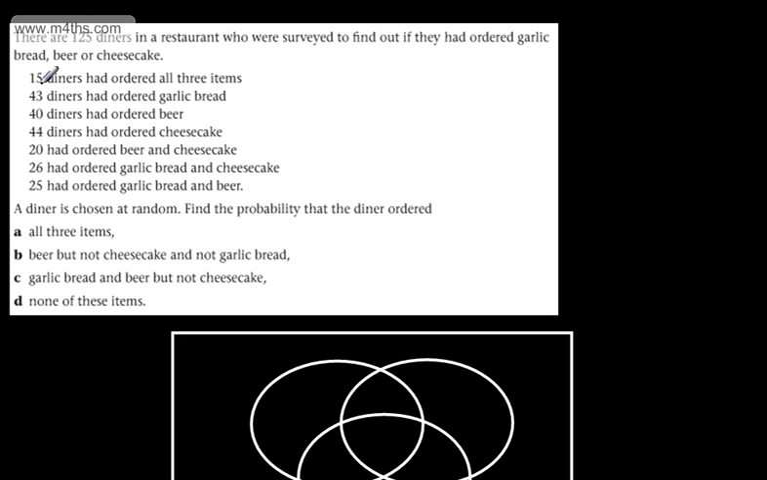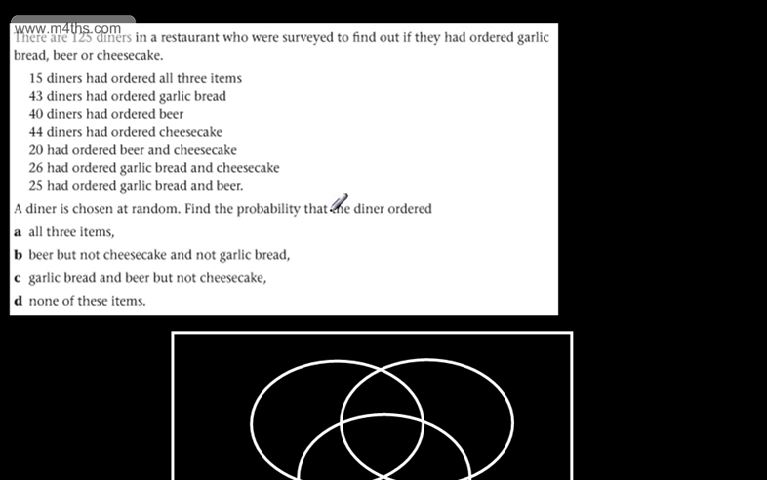Okay, let's have a look at this one. There were 125 diners in a restaurant who were surveyed to find out if they had ordered garlic bread, beer or cheesecake. So we're told 15 diners had ordered all three, 43 had ordered garlic bread, 40 had ordered beer, 44 had ordered cheesecake, 20 had ordered beer and cheesecake, 26 had ordered garlic bread and cheesecake, 25 had ordered garlic bread and beer, and a diner is chosen at random.